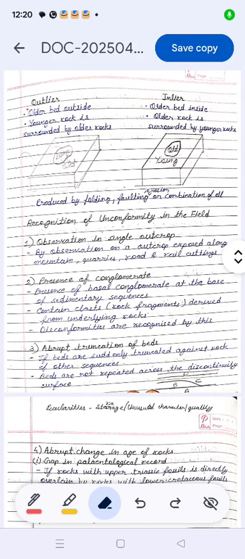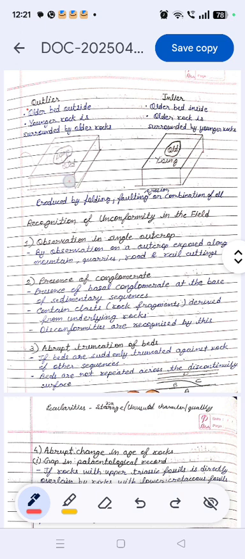Now in this video we will talk about outlier and inlier. Outlier refers to the younger rock on the outside, where the younger rock is surrounded by the older rocks. And inlier has the older bed inside, and the older rock is surrounded by the younger rocks. How are they formed? They are both formed by folding, faulting, erosion, or a combination of all.